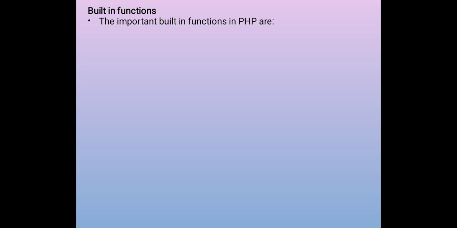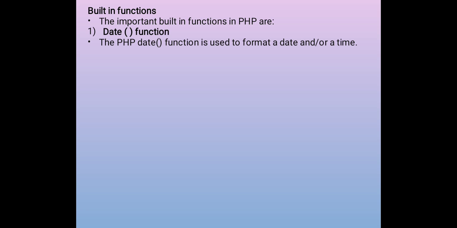Just like C++, PHP also has some built-in functions, and the first built-in function is date(). By the name, it is used to format a date or a time, and its syntax is date(format, timestamp). Here the parameter format specifies the format of the date, and the parameter timestamp, which is optional, specifies the timestamp. By default, timestamp is the current date and time.